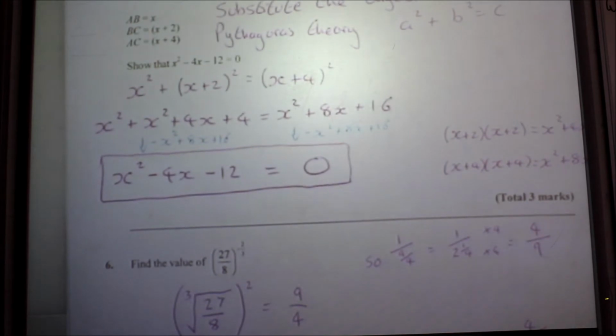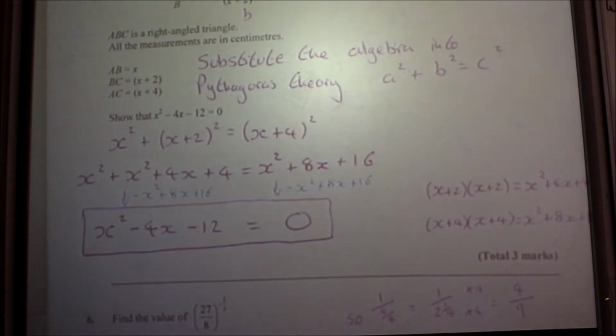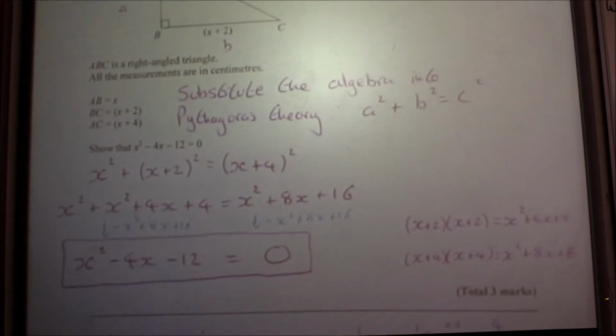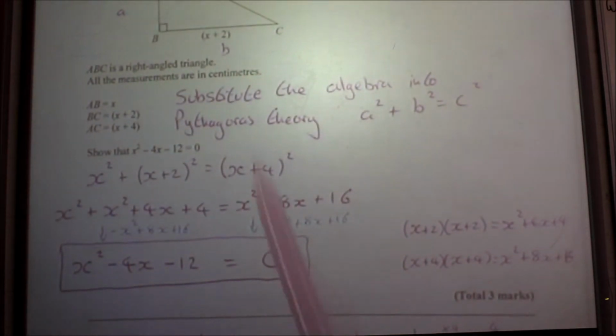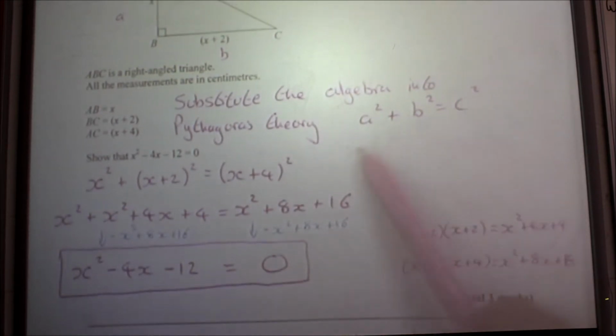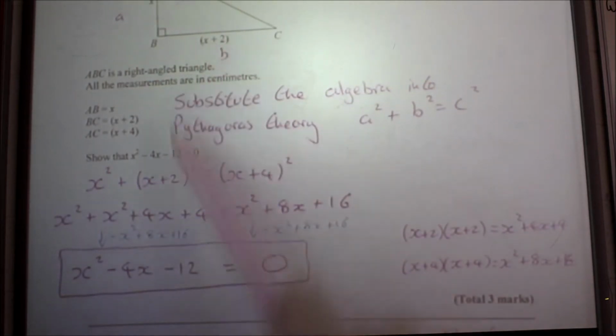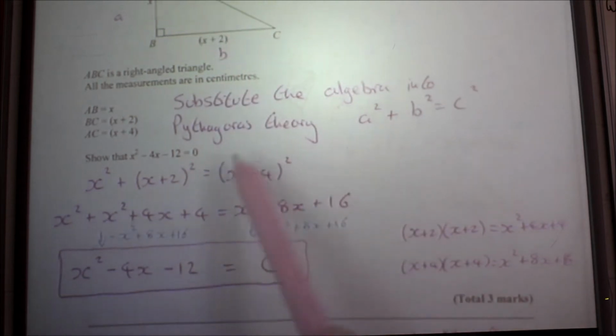ABC is a right angled triangle. All the measurements are in centimetres. Show that x squared take 4x take 12 equals 0. Right, first of all, what I've done, I've substituted the algebra into the Pythagoras theorem. There we go. So a squared add b squared is c squared. A squared is x squared. B squared is x add 2 squared, and c squared is x add 4 squared.